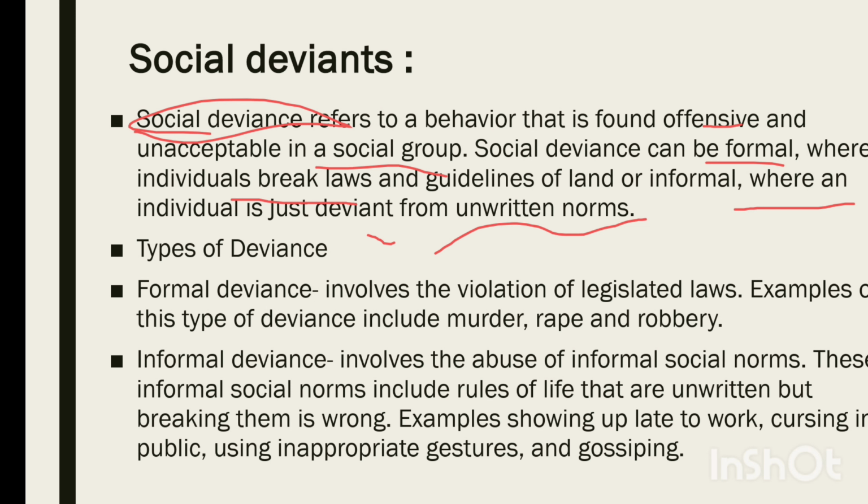Types of deviance. Formal deviance involves the violation of legislated laws. Examples of this type of deviance include murder, rape, robbery, etc. Informal deviance involves the violation of informal social norms. These informal social norms include rules of life that are unwritten, but breaking them is seen as wrong. Examples: showing up late to work, cursing in public, using inappropriate gestures, and gossiping.